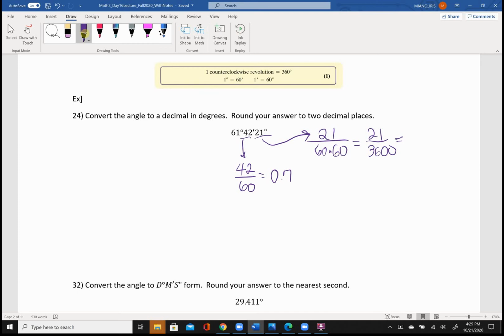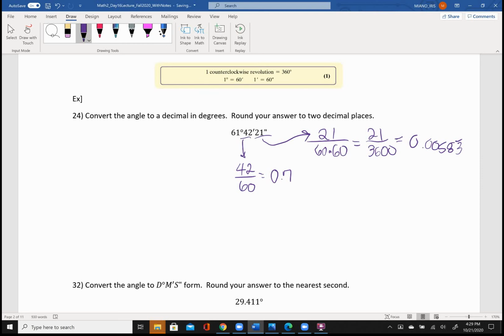We will get 0.0058, and then 3's forever. So I'm going to put a little vinculum on top of that 3, which is what the bar on top is technically called. So this is the decimal that you tack onto your 61 degrees, accounting for the minutes, and this is the decimal accounting for the seconds.